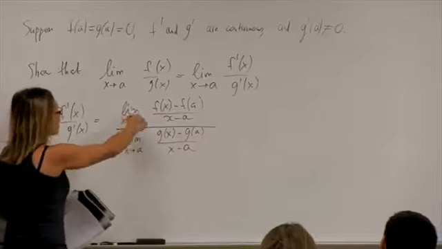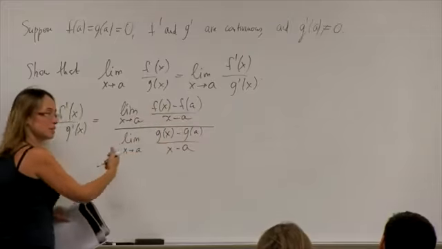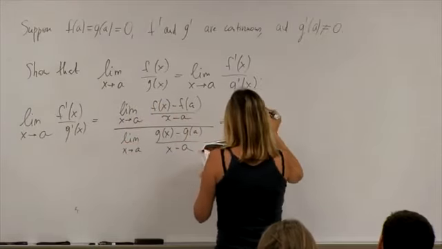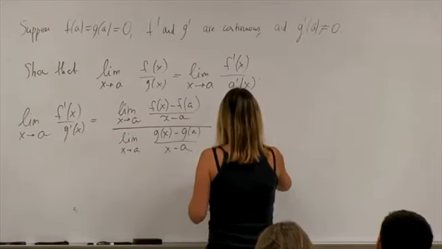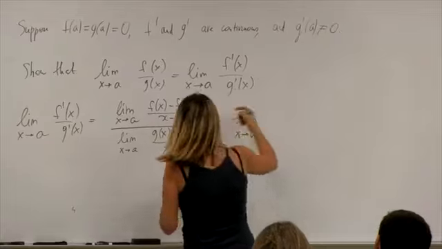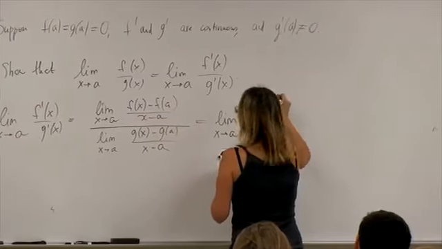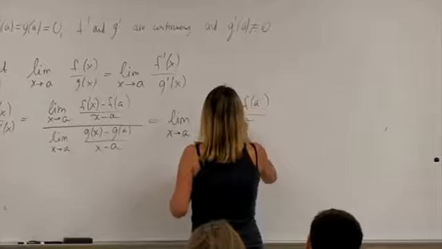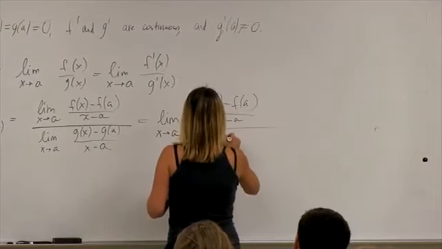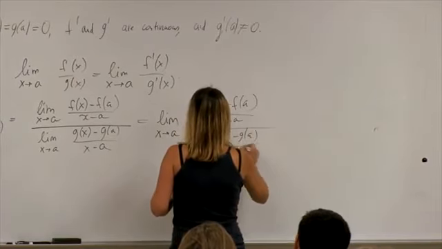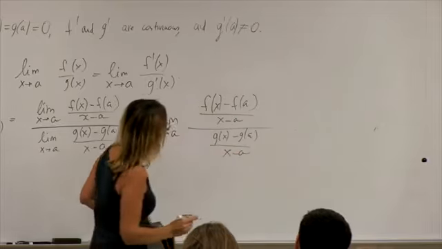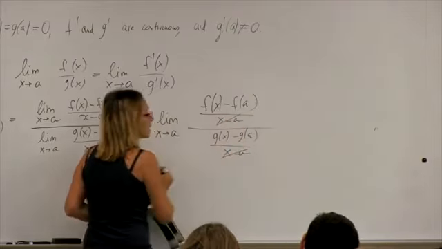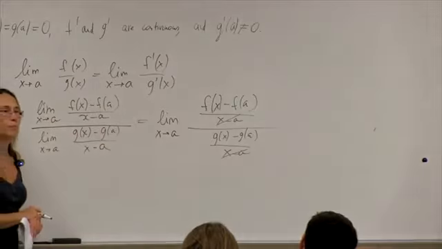Everything's good. So we have the limit on top and the limit at the denominator, okay? And now we can actually replace it with only one limit and write down this double-story fraction: x minus a divided by g of x minus g of a, x minus a. And of course, you can see that these two things cancel. Okay?